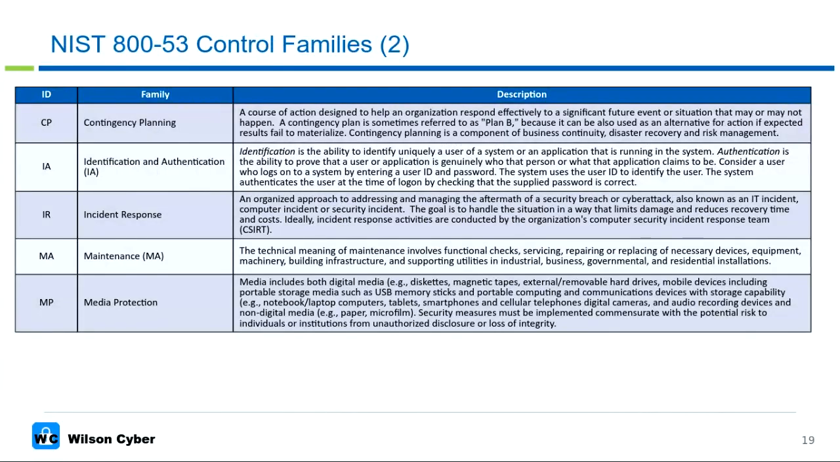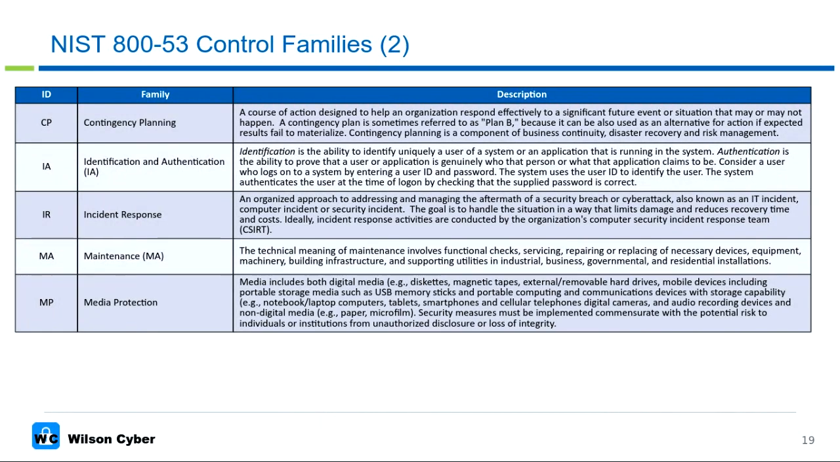Contingency planning is a course of action designed to help an organization respond to a significant future event or situation that may not happen. It may or may not happen. A contingency plan is sometimes referred to as a plan B. It can also be used as an alternative for action if expected results fail to materialize. Contingency planning is a component of business continuity, disaster recovery, and risk management.